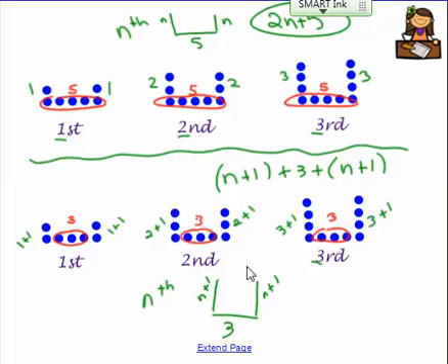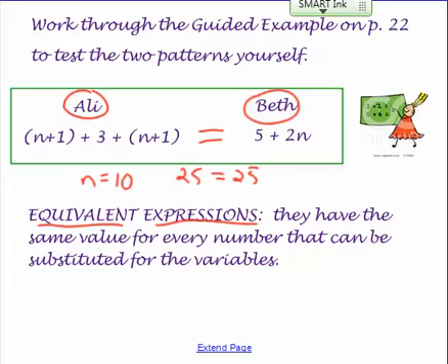So the sum of that pattern is we've got the tower on the left of dots, plus the 3 on the bottom, plus the tower on the right. Is this expression equivalent to 2n plus 5? And one way to tell is to just test some numbers. So this was Allie's. So n plus 1 is a tower on the left, 3 on the bottom, n plus 1 is a tower on the right. This is Beth's, 2n plus 5.